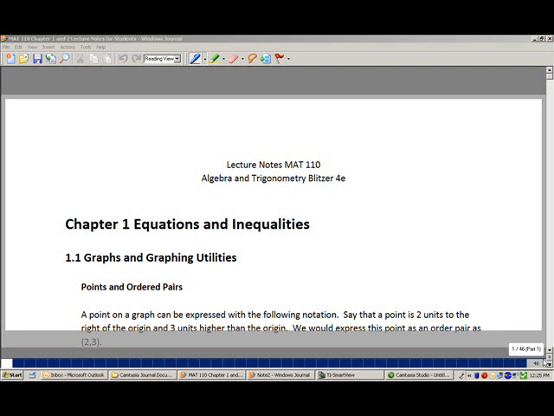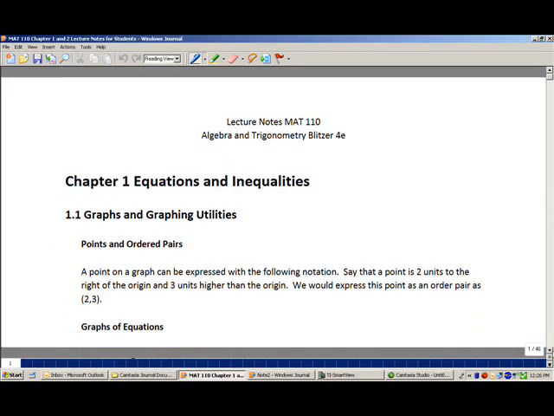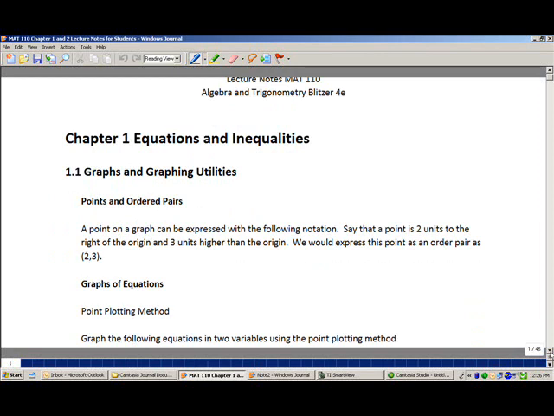We're going to be talking about Chapter 1, starting out on Chapter 1 in Section 1.1. In your textbook, we're using the Algebra Trigonometry Blitzer 4th edition. The graphs and graphing utilities is what 1.1 is about. And basically we're going to talk a little bit about Cartesian coordinates and points in ordered pairs.